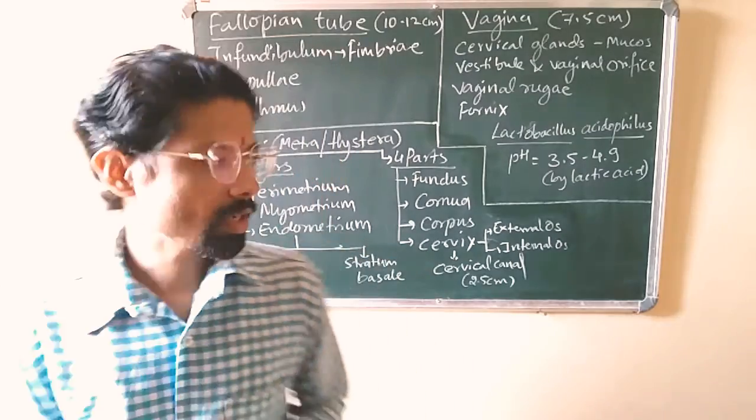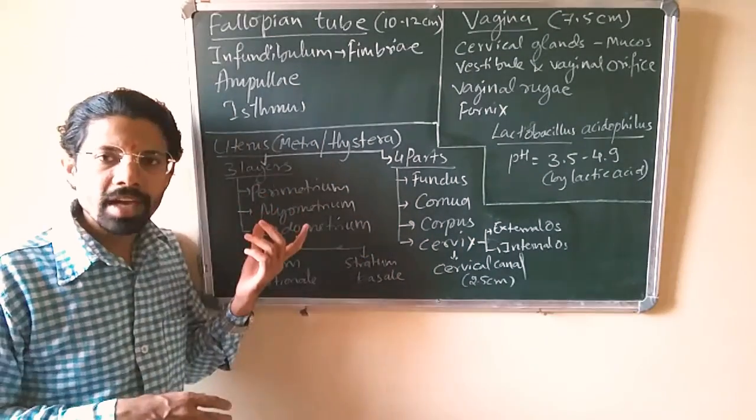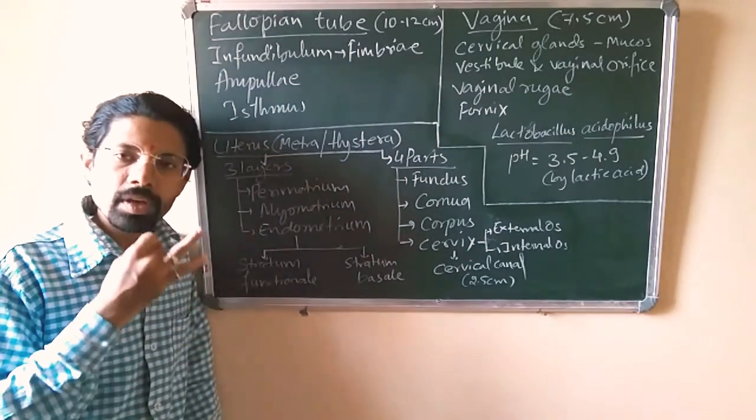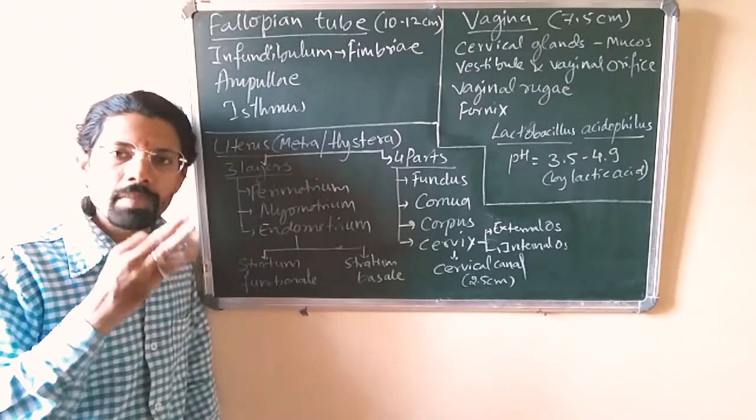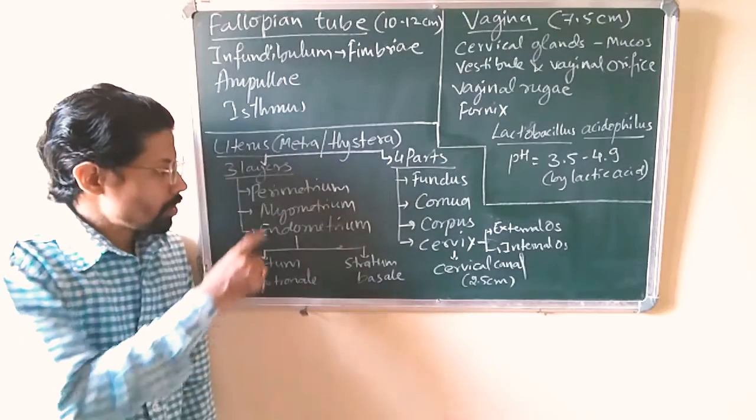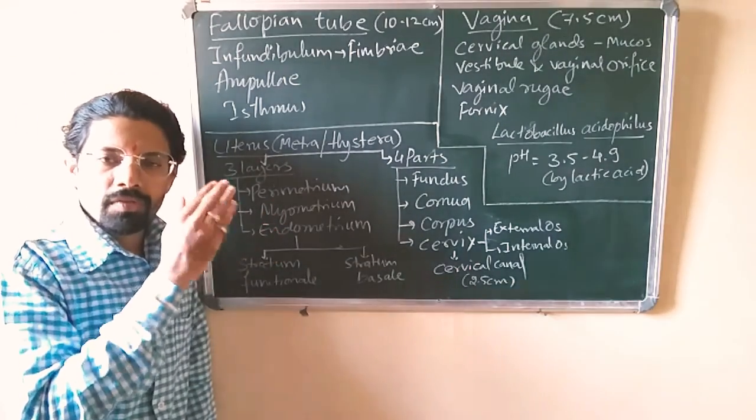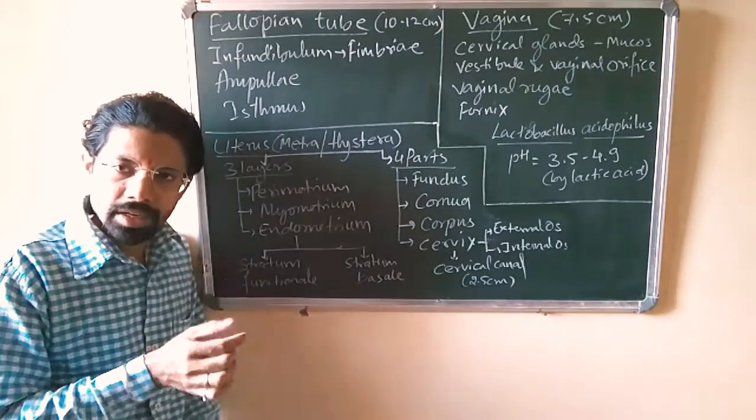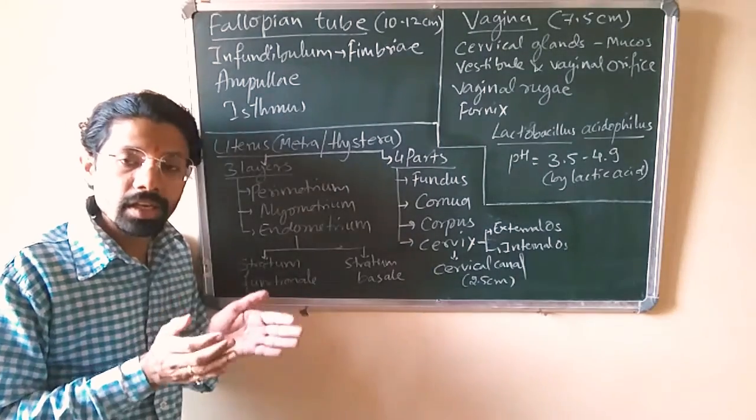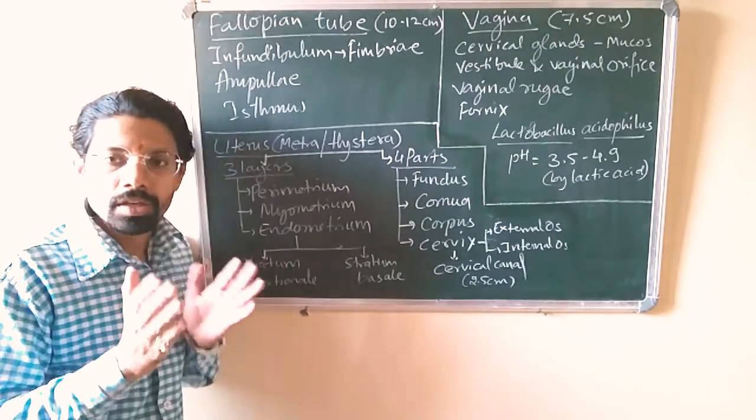Okay. So the outer lining has 3 layers. How many? 3 layers. The outer perimetrium, the middle myometrium, and the innermost endometrium. Clear? So the perimetrium is made up of connective tissue. It is a thin layer externally covering the uterus.